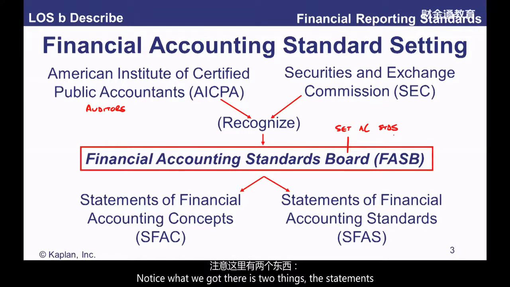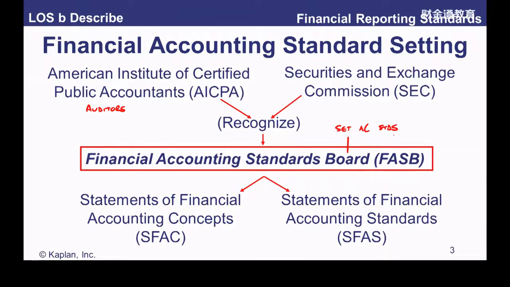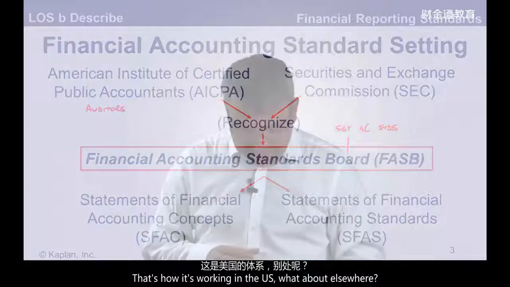Now notice what we've got there is two things. The Statement of Financial Accounting Concepts. This is really a framework of principles, and the Statement of Financial Accounting Standards themselves. These are the detailed accounting standards that talk about individual transactions and how they need to be accounted for so that we're reflecting the economic substance of those transactions. So that's how it's working in the US.